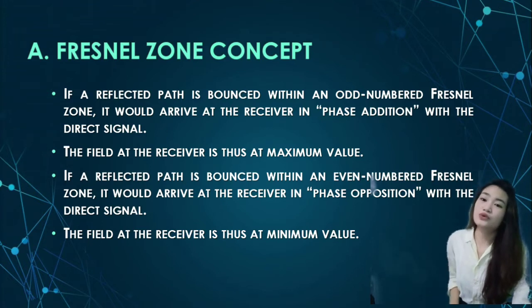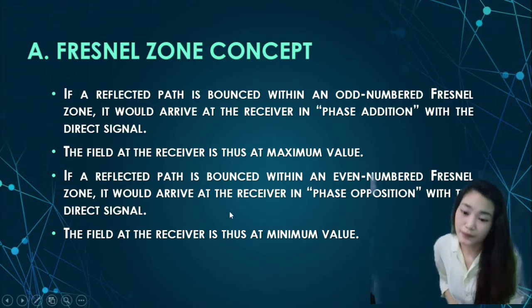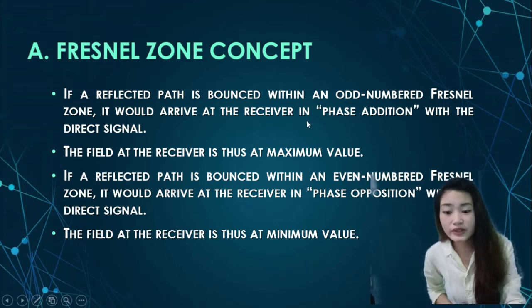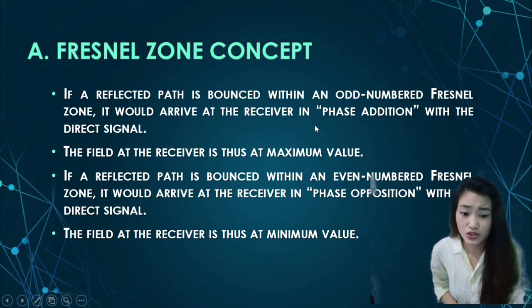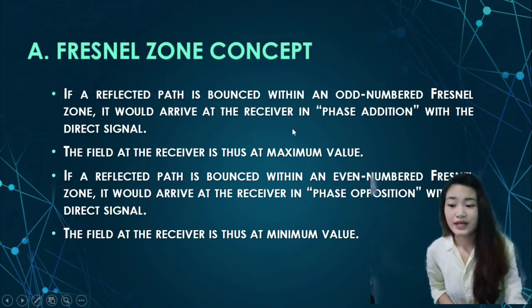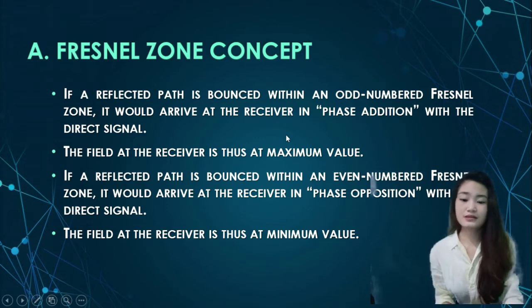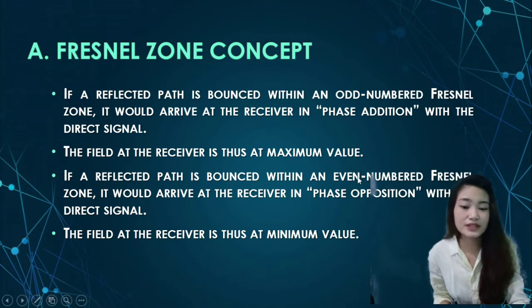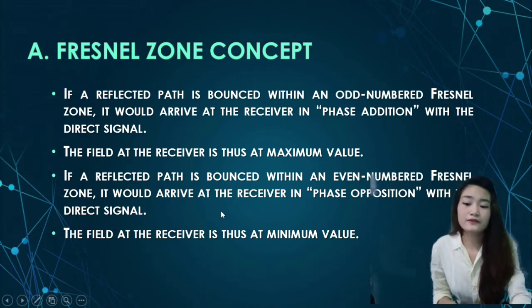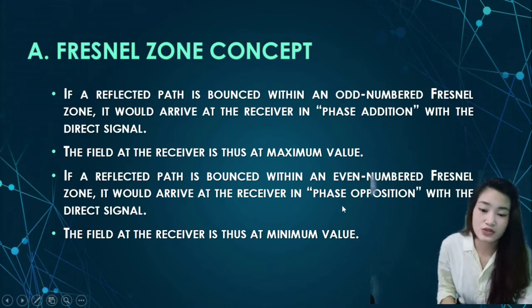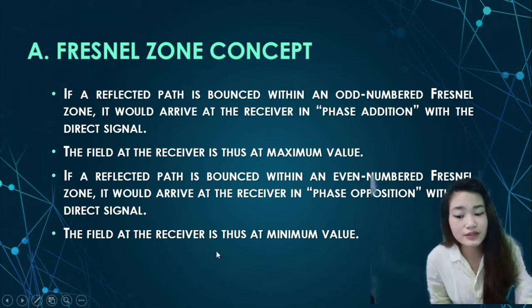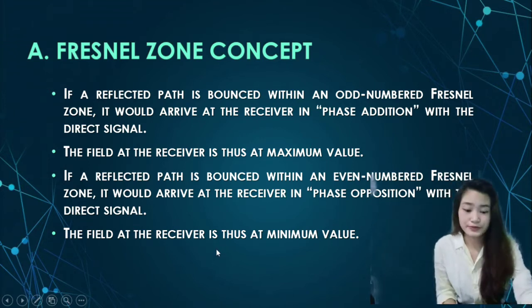A. Fresnel zone concept. If a reflected path is bounced within an odd-numbered Fresnel zone, it would arrive at the receiver in phase addition with the direct signal. The field at the receiver is thus at maximum value. If a reflected path is bounced within an even-numbered Fresnel zone, it would arrive at the receiver in phase opposition with the direct signal. The field at the receiver is thus at minimum value.